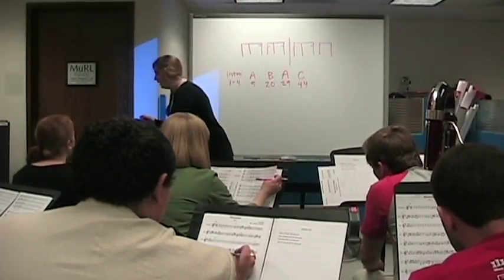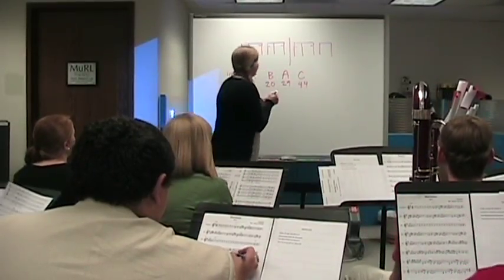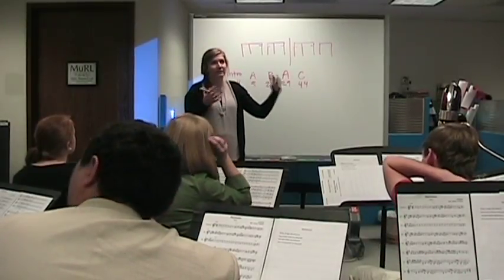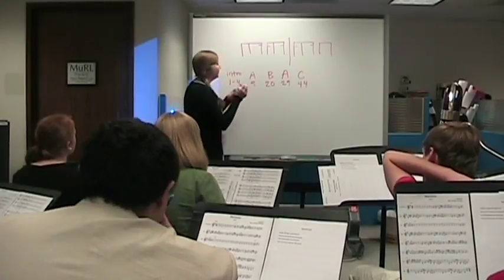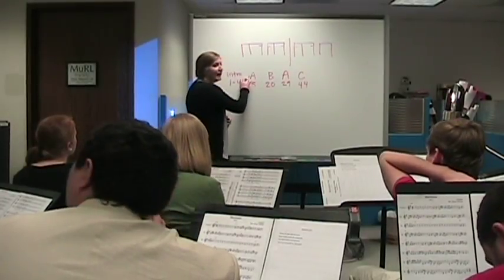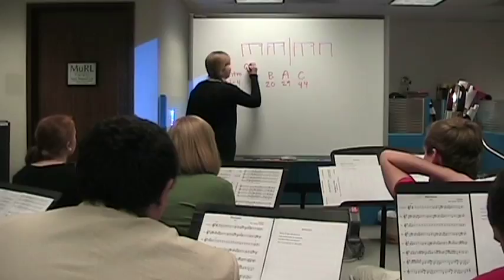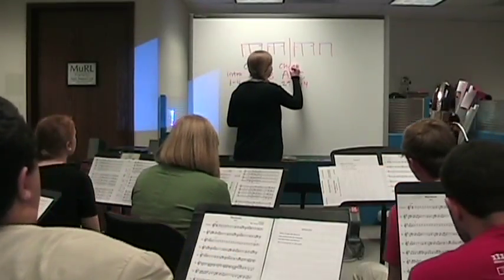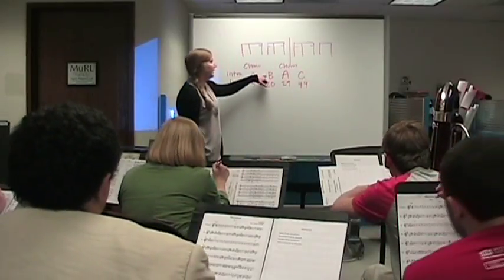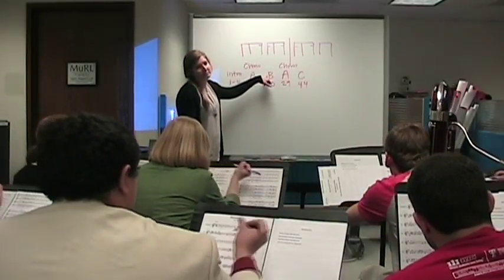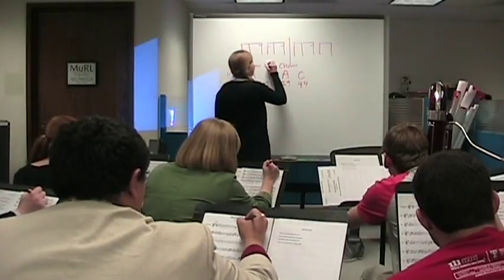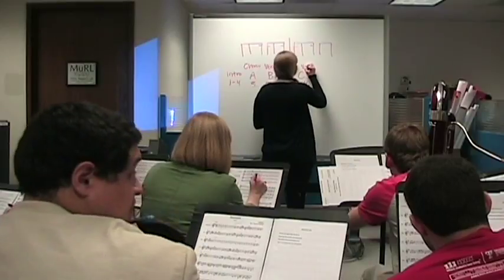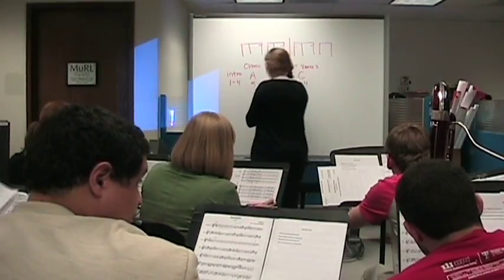In Calypso, they usually have this call and response or chorus and verse. So for our purposes, we're going to call this A the chorus. So write this in your part. And then B, what would we call B? Verse. Verse 1. And C, we'll call it verse 2. Okay.